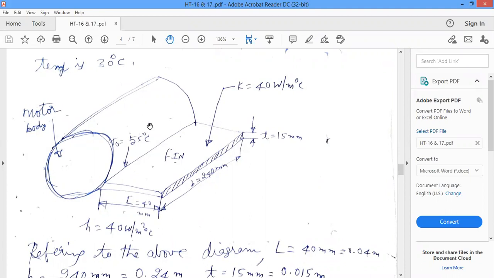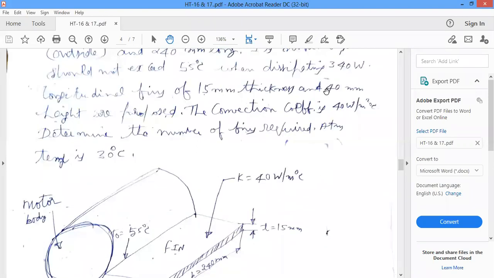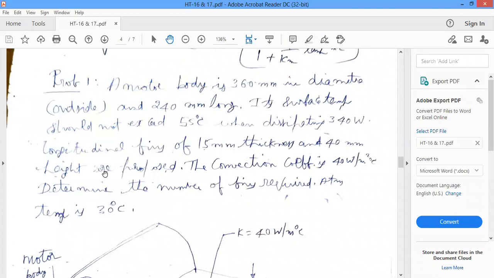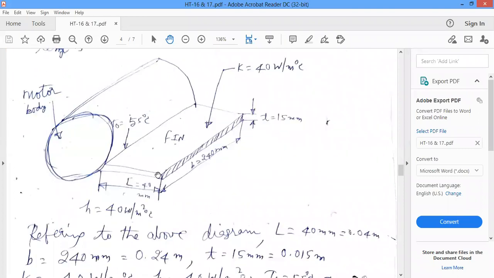So this is a motor body. It is getting heated up and dissipating heat of 340 watts. The total heat dissipated by the motor body is 340 watts. But the length of the motor body is 240 mm, and on this the pins are attached. Here we can call the height the length of the pin. The length of the motor body is 240 mm.